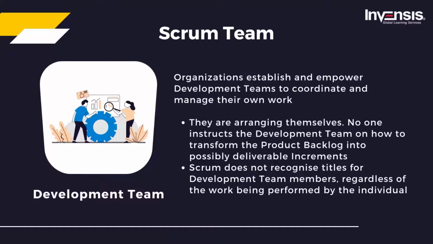They are self-organizing. No one, not even the Scrum Master, instructs the development team on how to transform the product backlog into potentially deliverable increments. Next, Scrum does not recognize titles for development team members, regardless of the work being performed by the individual. Scrum does not recognize sub-teams within the development team, regardless of the domains that must be addressed, such as testing, architecture, operations, or business analysis. Individual development team members may have specialized skills and areas of focus.